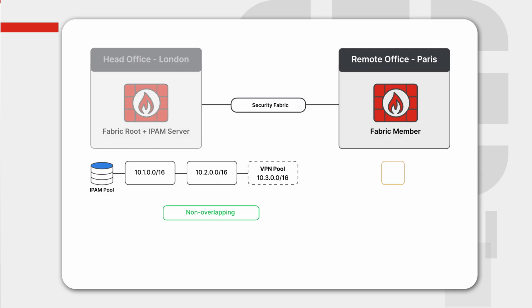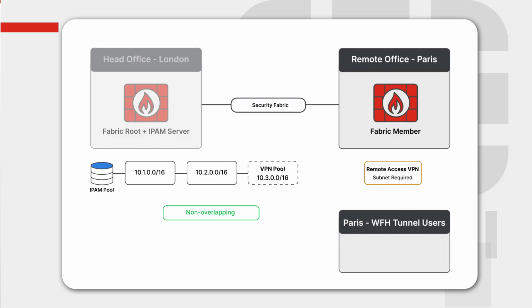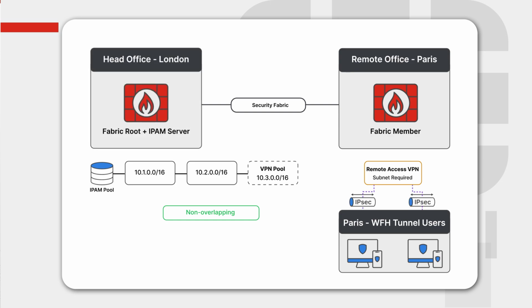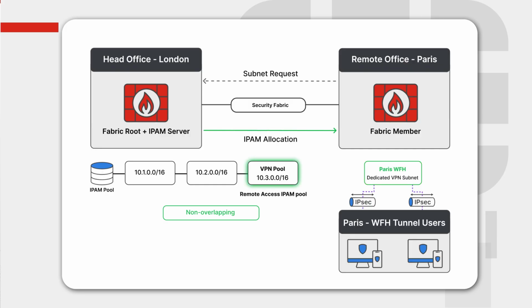In this example, our objective is to configure a remote access VPN tunnel on the Paris FortiGate for employees working from home. Instead of manually planning and assigning a static client IP pool, the Paris FortiGate requests a dedicated subnet from the IPAM service running on the London Security Fabric root.